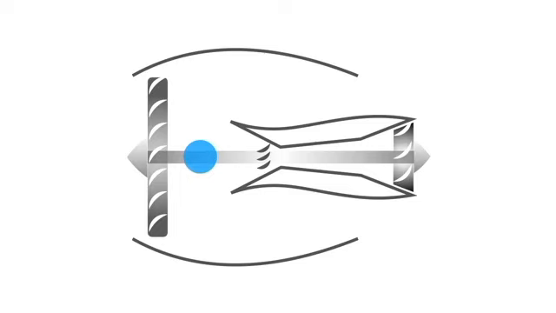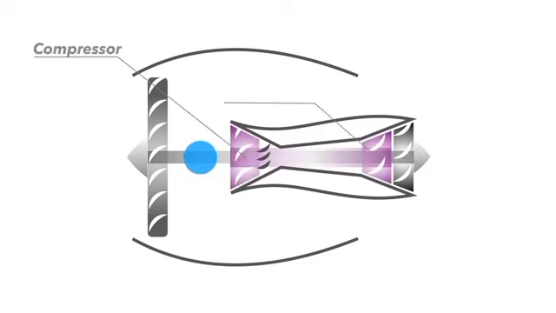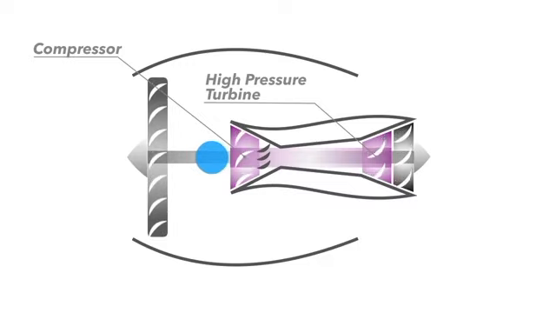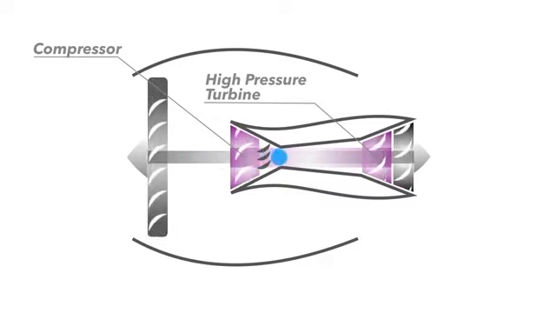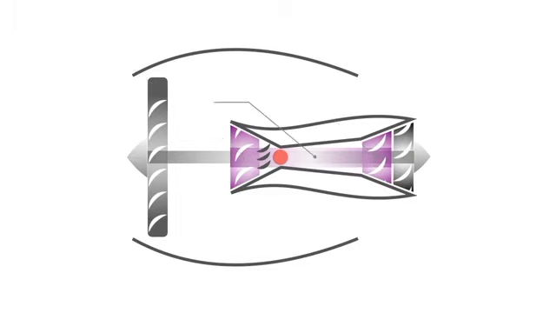Back inside the engine, there is another overlapping shaft with a smaller fan-like device called the compressor attached to the front of it, and a high-pressure turbine attached to the back of it. The air that remains inside the engine core is sucked in and squeezed by the spinning compressor. This process makes the pressure and the temperature of the air much higher as it flows out of the compressor into the combustion chamber.